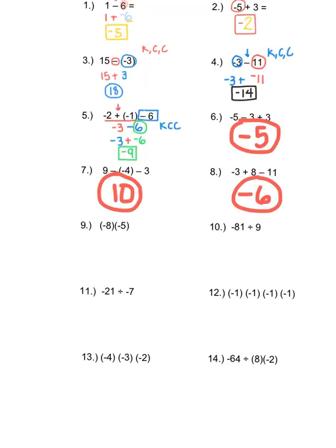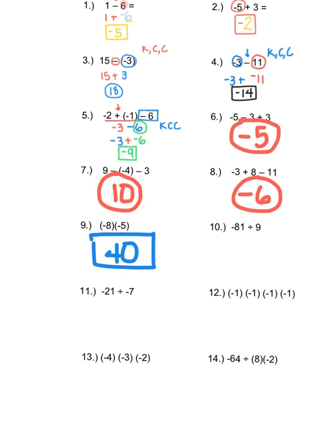Let's look at some multiplication and division problems. Number 9, we have a multiplication problem. That's what it means when those numbers are squished up next to each other in parentheses. So I like multiplication because it's easy. We multiply as normal. 8 times 5 is 40. Now let's look at the signs. If the signs are the same, the answer is positive. And so we have a positive 40 here.